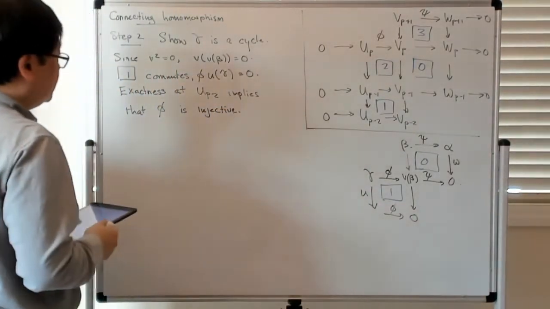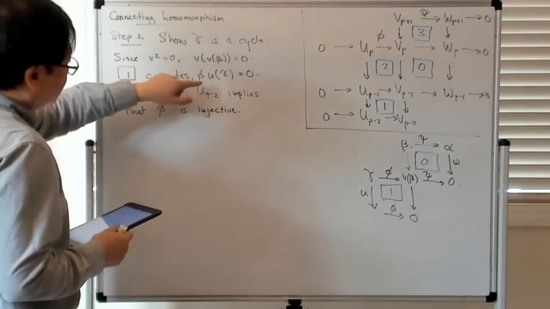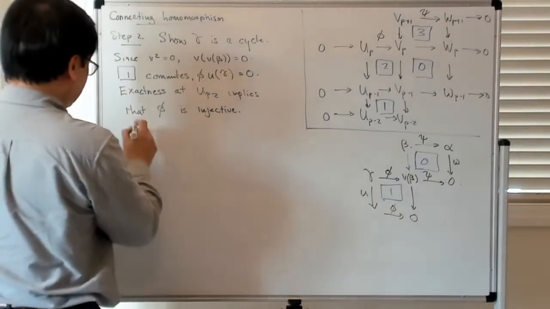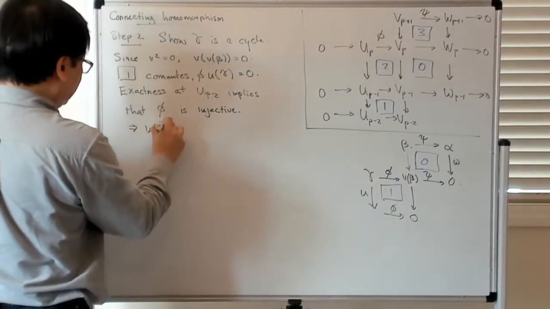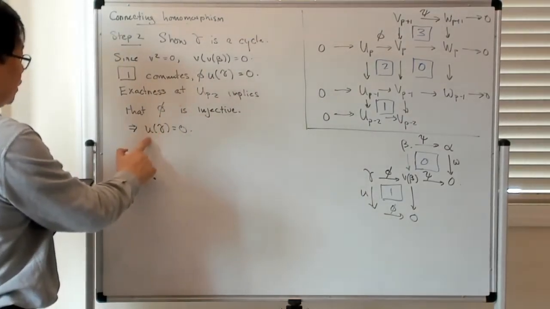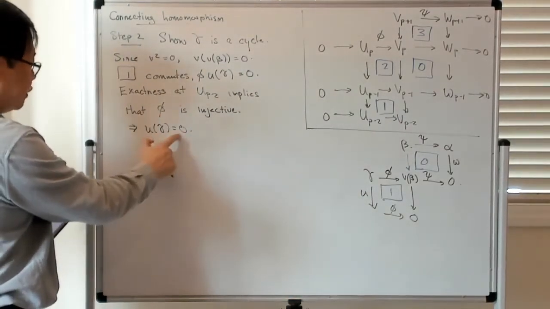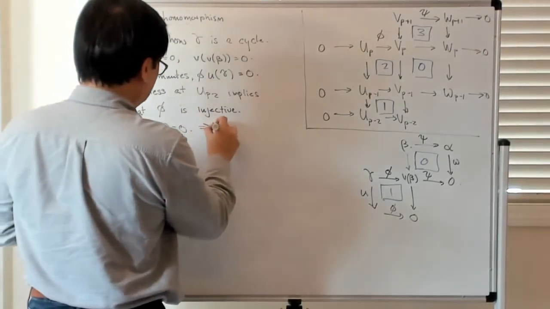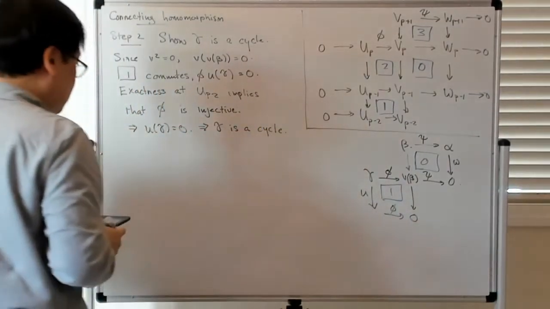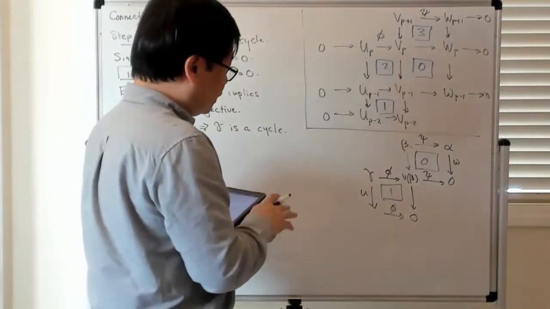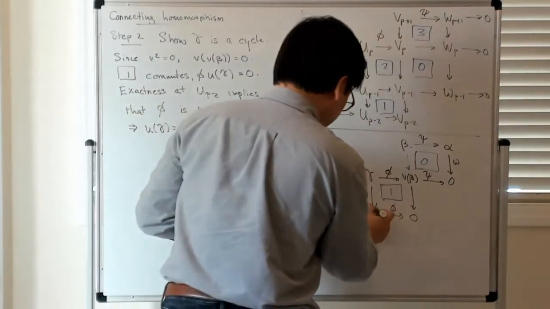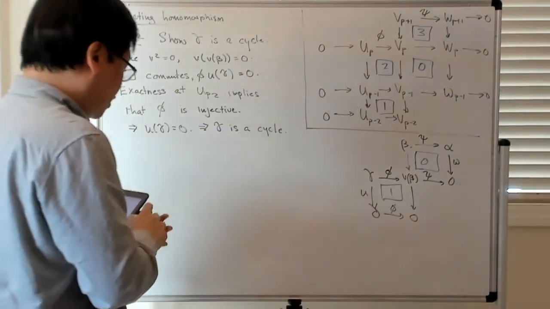So that means it's not just that phi of u of gamma is equal to 0, but that u of gamma is 0, which is exactly what you want: that gamma, when you act upon it by the appropriate boundary operator, is 0. So it implies that gamma is a cycle. So this actually maps to 0 here. Okay, so this is where we are right now.